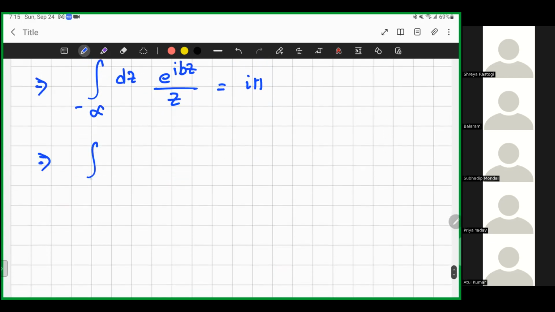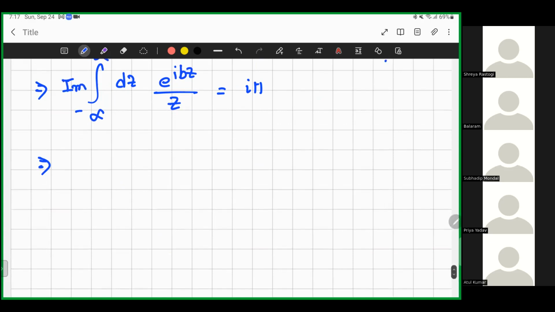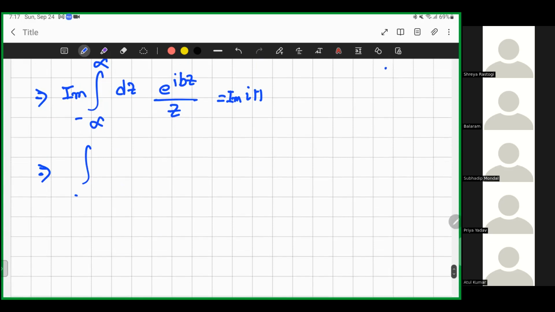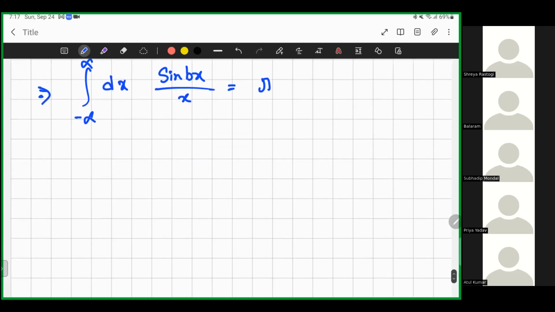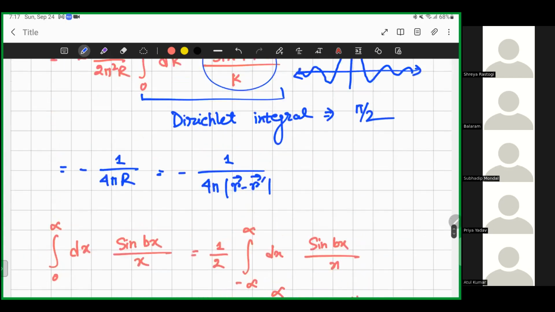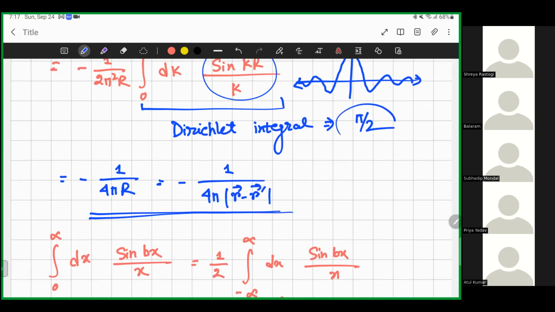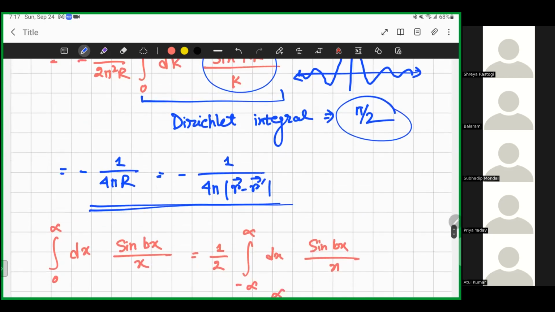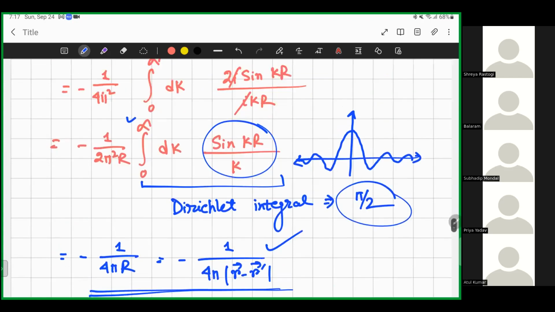If we impose the imaginary condition both ways, then it will be the integral from minus infinity to infinity of dx sine bx by x, which equals pi. It is twice the integral from 0 to infinity of sine bx by x, so that is just pi by 2. So this integral will be pi by 2. We have already used that fact. So this is our Green function. We discussed how pi by 2 came, and this is our Green function. Now the rest is easy.